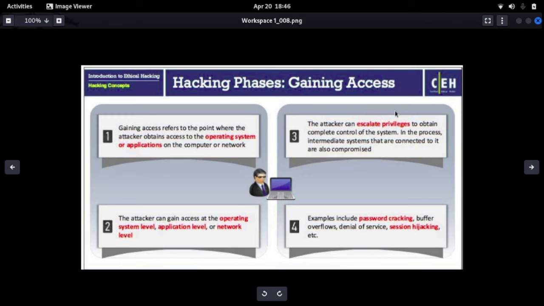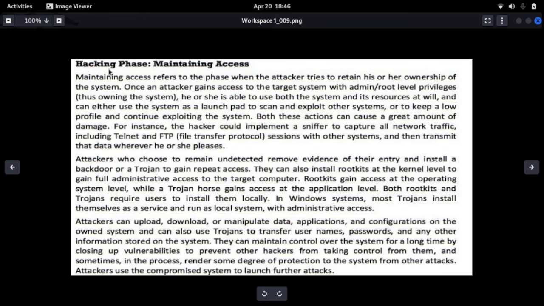Now, after gaining access, this is the next phase of hacking. After gaining access, what do you do? You maintain access. You know what that means. Now you've successfully entered into the system.